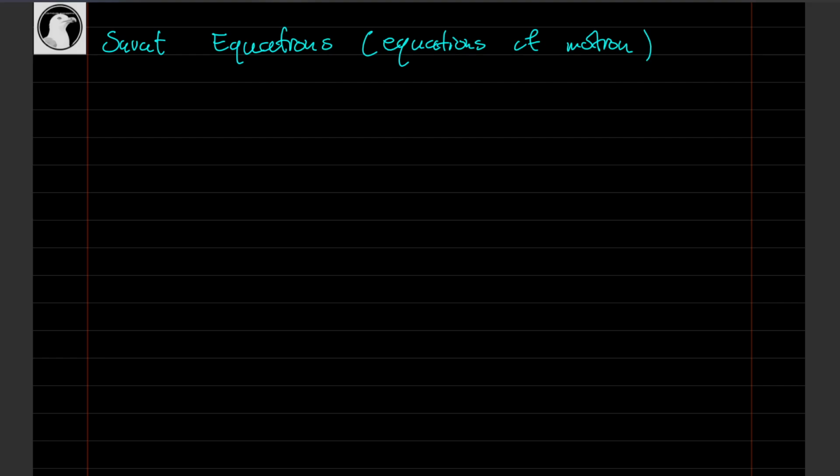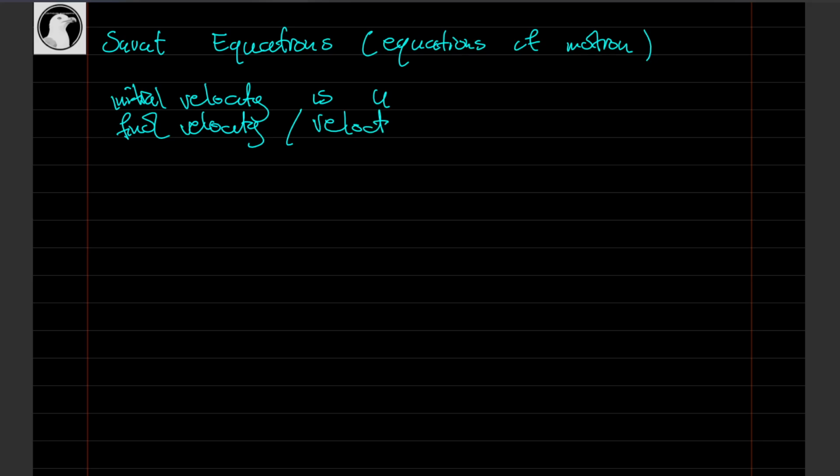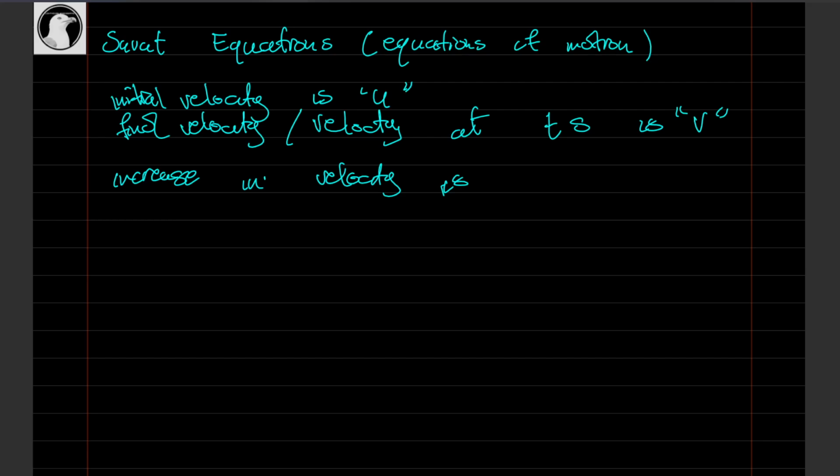Now, in general, when the initial velocity is u and the final velocity, or velocity at t seconds, is v, then that means the increase in velocity is v minus u.